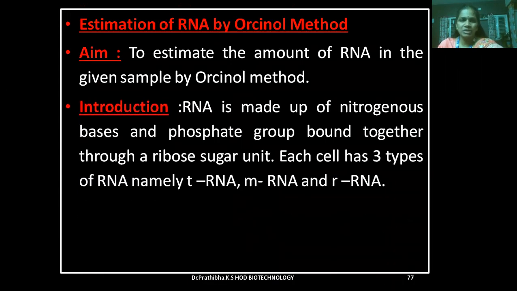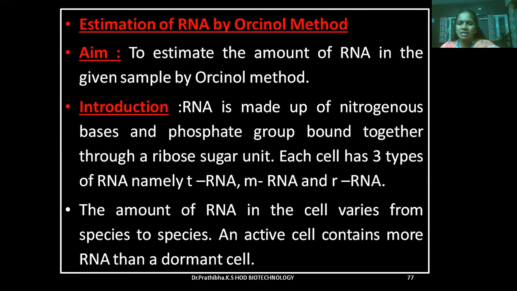RNA is made up of nitrogenous bases and phosphate group bound together through a ribose sugar unit. Each cell has 3 types of RNA, namely tRNA, mRNA, and rRNA. All these RNA molecules are non-genetic RNA, which cannot be passed from one generation to another generation. But genetic RNA can move from one generation to another generation, or be inherited. The amount of RNA in the cell varies from species to species. An active cell contains more RNA than a dormant cell.